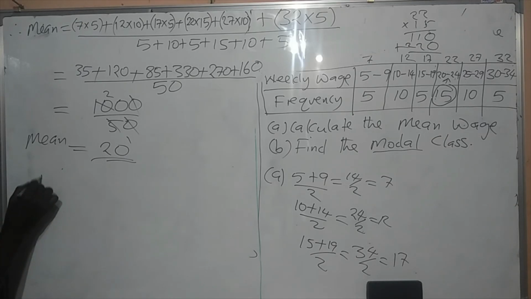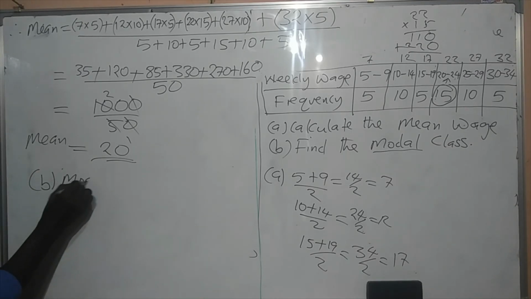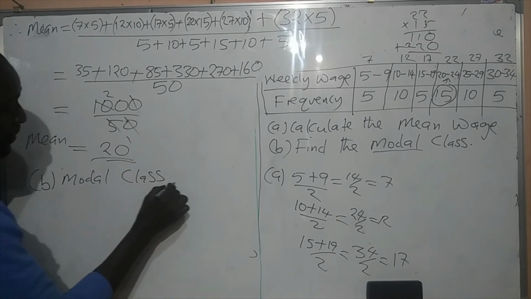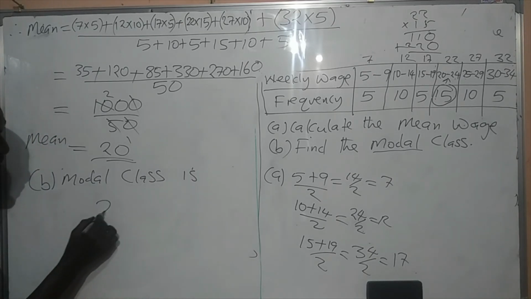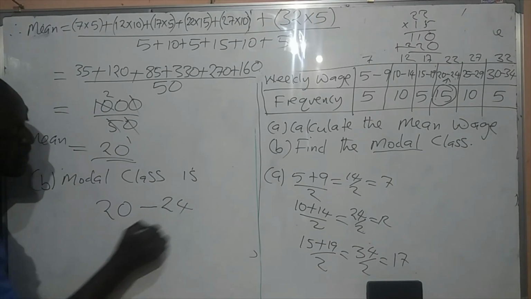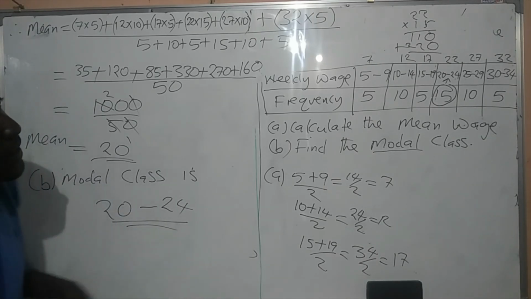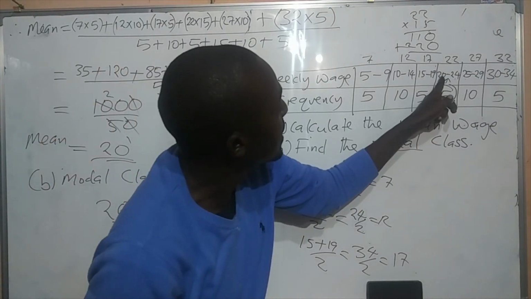So therefore, this is B, the modal class is 20 to 24. This is not 20 minus 24. It's 20 to 24.